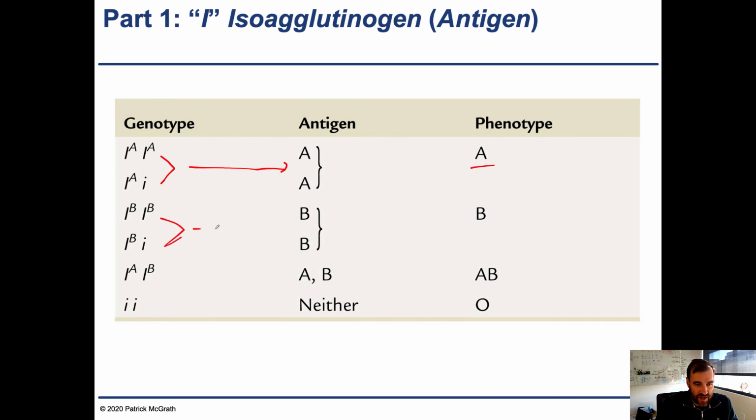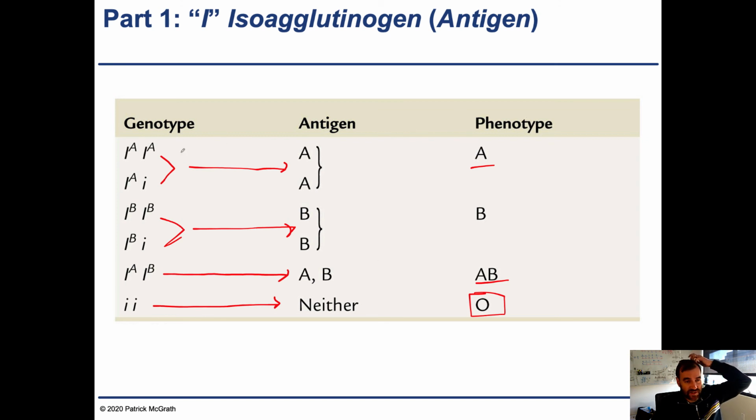Same thing with B. But now in this case, with IA and IB, you actually produce both antigens. And so that is the combination that leads to the AB genotype, the AB blood type, the AB phenotype. And only if you have both little i's do you not produce an antigen, and you would have the O blood type. So this is the genetics of this, and we're going to explore in the activity a lot more how you can use this genetics to do things such as paternity testing.